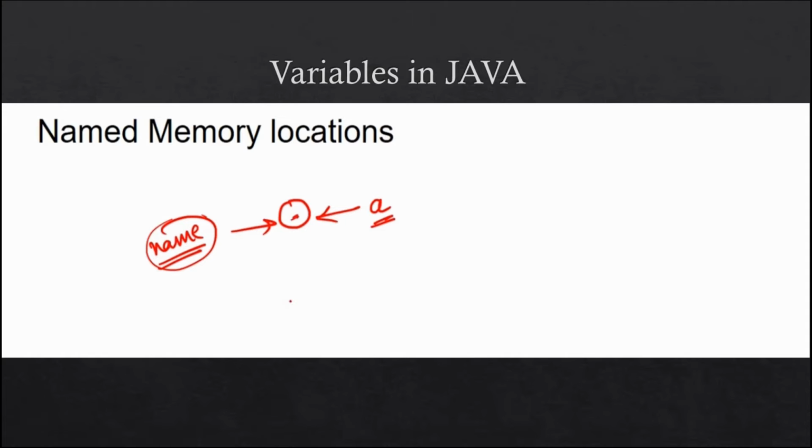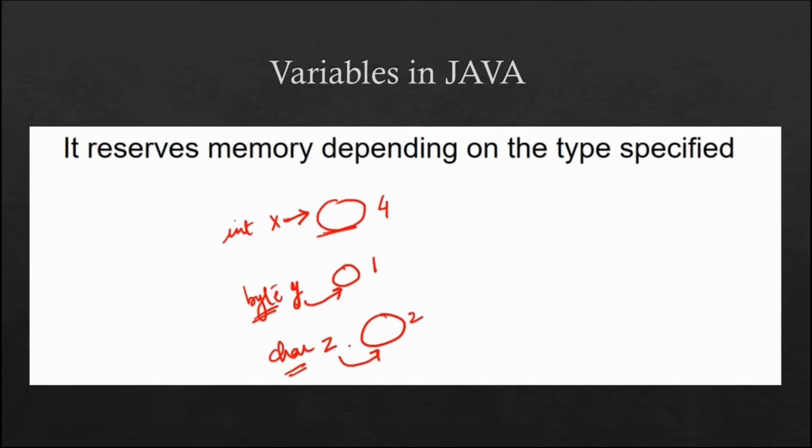Let's suppose this is the complete memory in Java, and you take a very small space. You give that space a name. Let's suppose you define it as A. Then this particular space will be named A, and this memory location can be accessed with this variable name. So you can do any kind of manipulation with that. You can assign some value to it, but the space name would be A. It reserves memory depending on the data type specified.